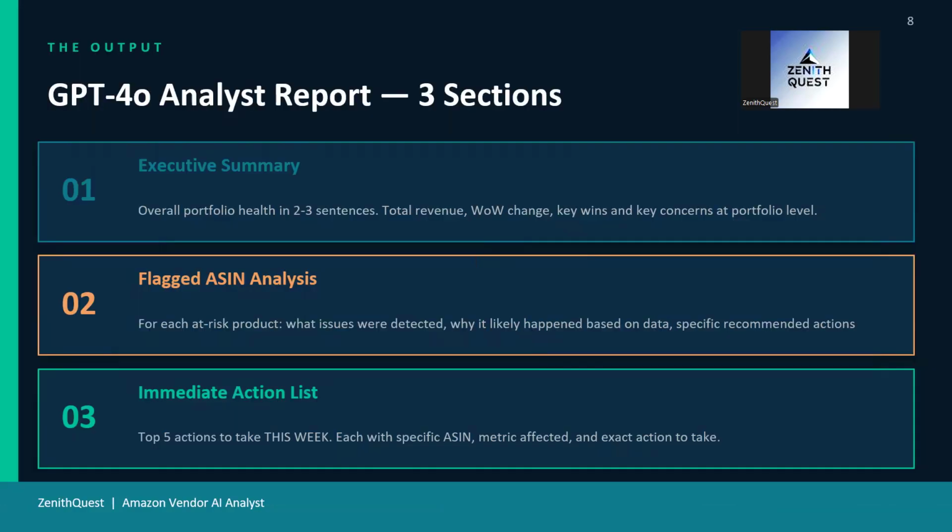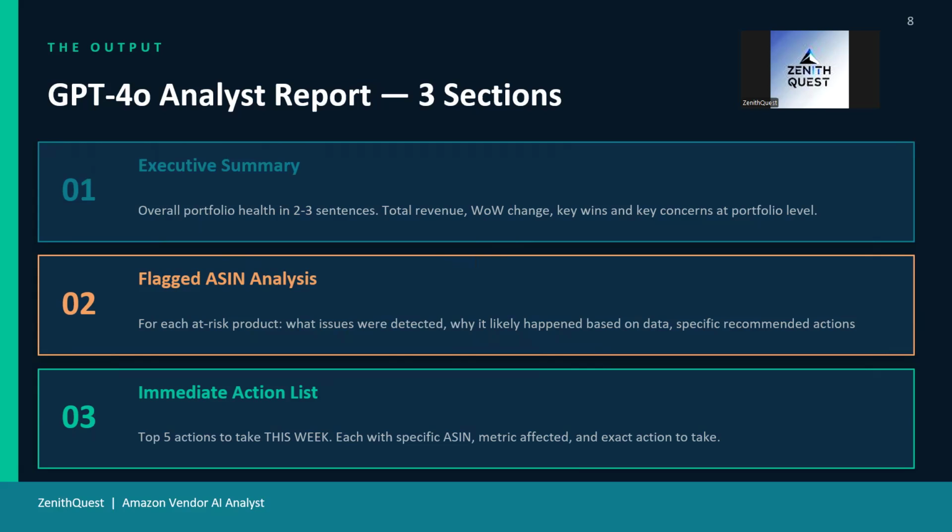In the output, there are three sections. One is the executive summary: two or three sentences on overall portfolio health, like total revenue, week-on-week change, what went well, and what needs attention. Section two is the flagged Amazon unique ID analysis. For every product that triggered a risk flag, GPT explains what issues were detected, why it likely happened based on the data pattern, and gives specific recommended actions. The third part is the immediate action list: the top five things the account manager should do, each with a specific ID, the metric that is off, and the exact action to take.